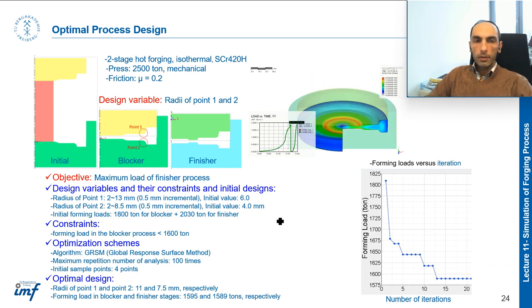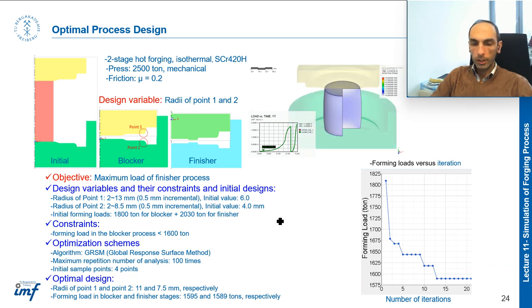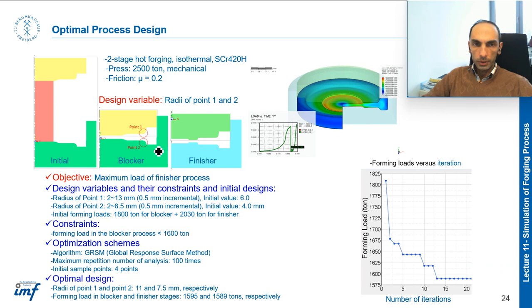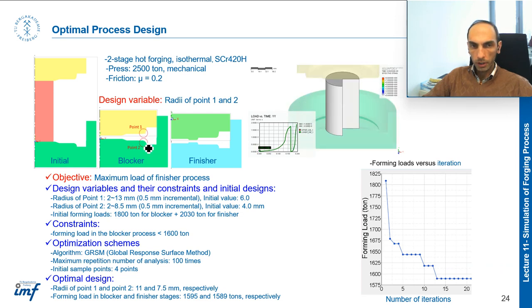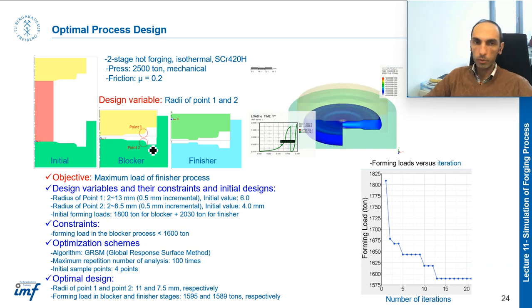Okay, you should have a design of experiment, of course. Assume that you do not have a simulation tool, then you should design different dies with different values of corner radius here, and then try it in practice. Of course, we do not do this because we have the simulator.